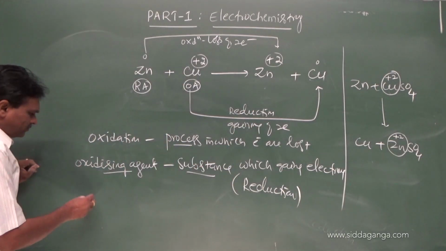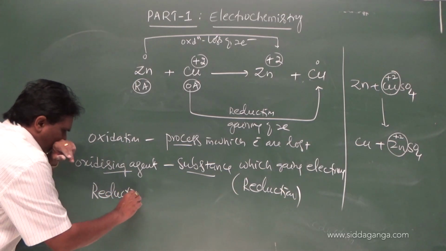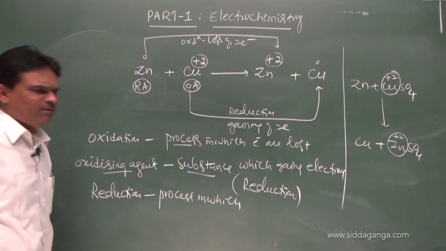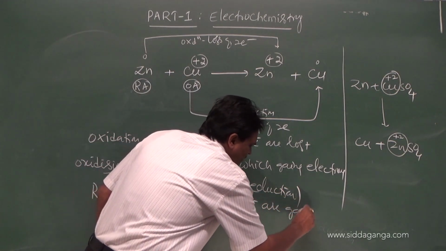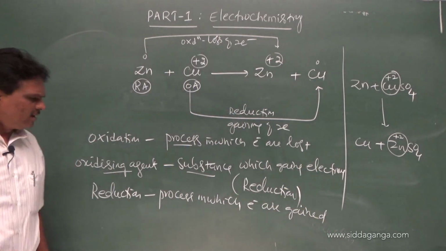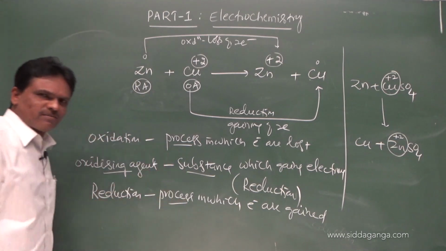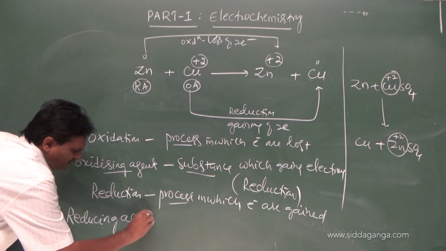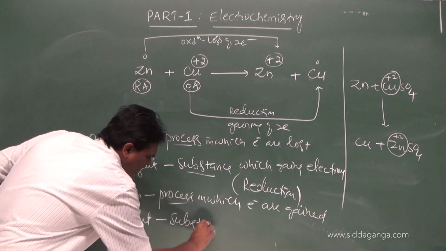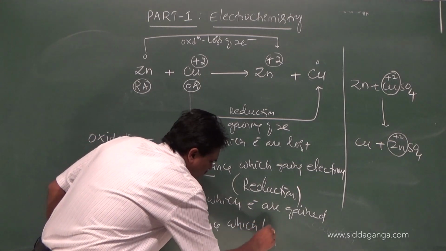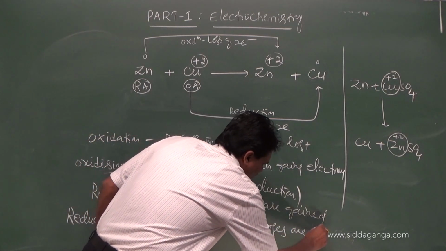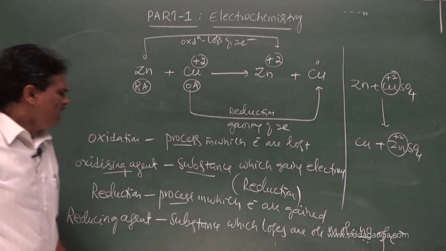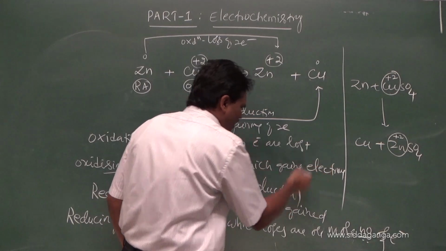Similarly, reduction is a process in which electrons are gained. The process in which electrons are gained, that process is reduction. Reduction is a process. Then a reducing agent is a substance which loses one or more electrons. An oxidizing agent is a substance which gains one or more electrons.